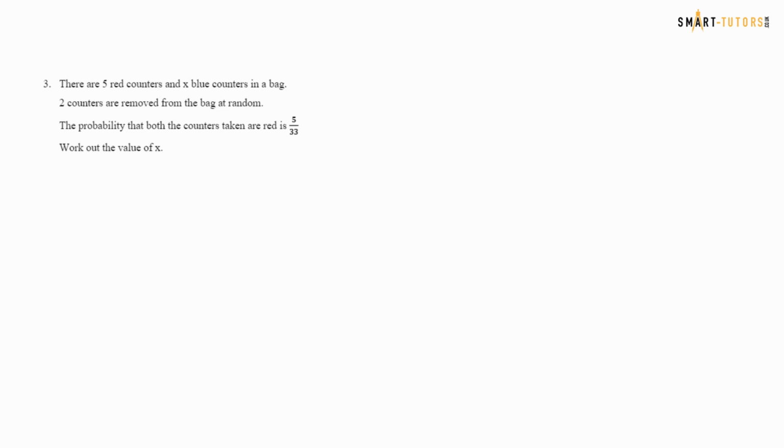There are 5 red counters. Let's note it down: red counters is 5. And x blue counters, so blue counters is x. The reason why I repeated this question is to get familiar. If you are not familiar with these expressions, you will get stuck. But I want you to please nail this question.